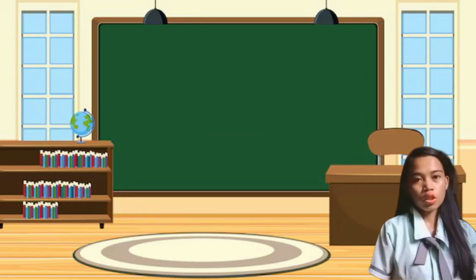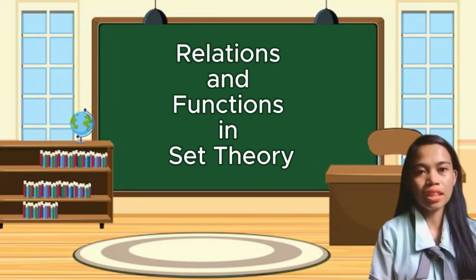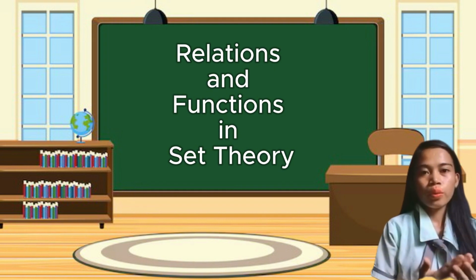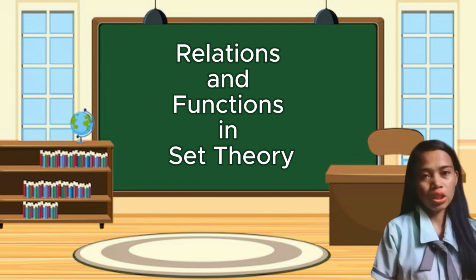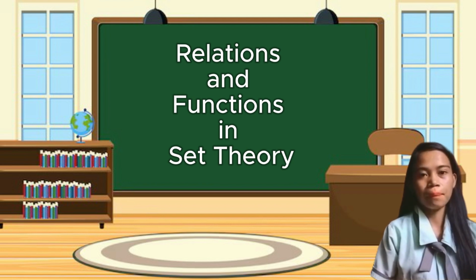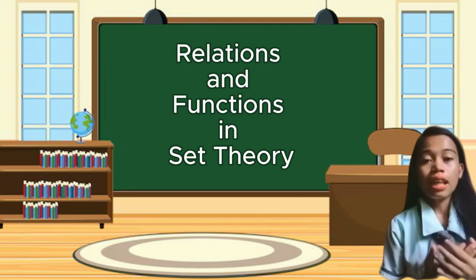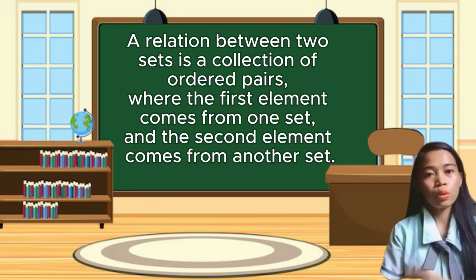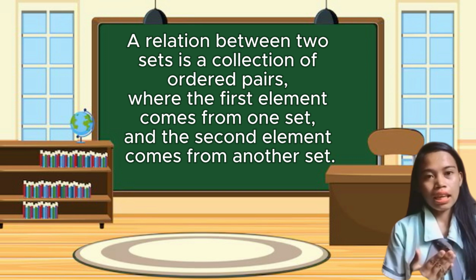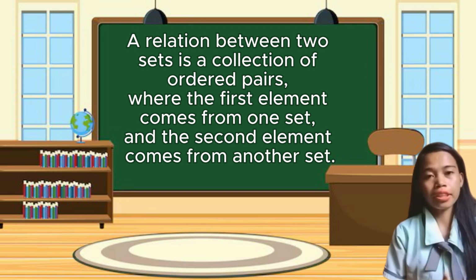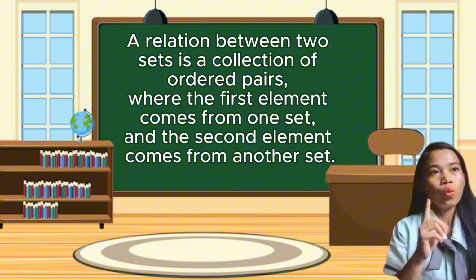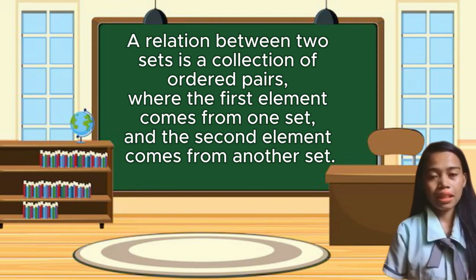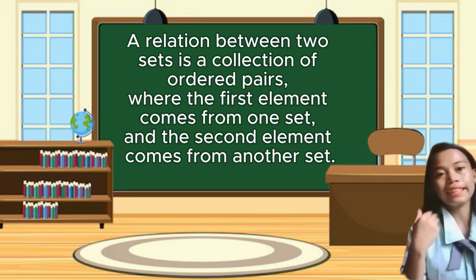Okay, so let's move on to the relations and functions of set theory. But before that, we will first define what a relation and a function of set theory are. So first, the relation. What is a relation? A relation between two sets is a collection of ordered pairs where the first element comes from one set and the second element comes from the other set.